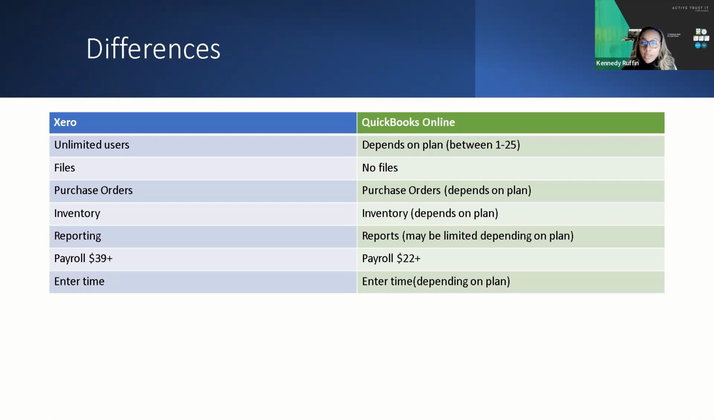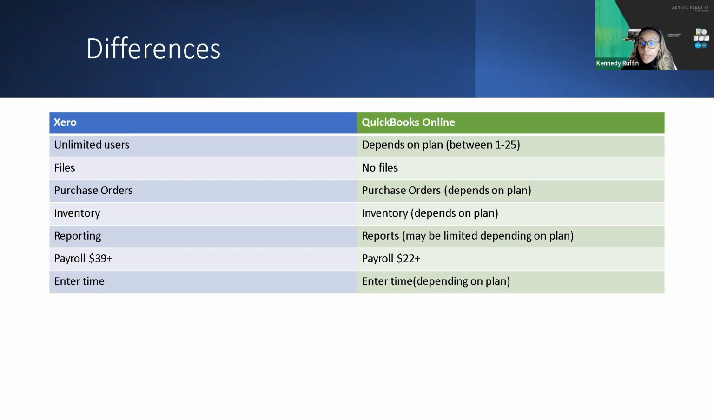So let's delve into the differences. There are quite a few that we're going to highlight. Starting off with the user count that you're allotted within both programs, with Xero, there is an unlimited amount, regardless of the plan that you decide is best for your business. And with QuickBooks Online, it does depend on the plan, so you can have anywhere between one user or the max being 25 users.